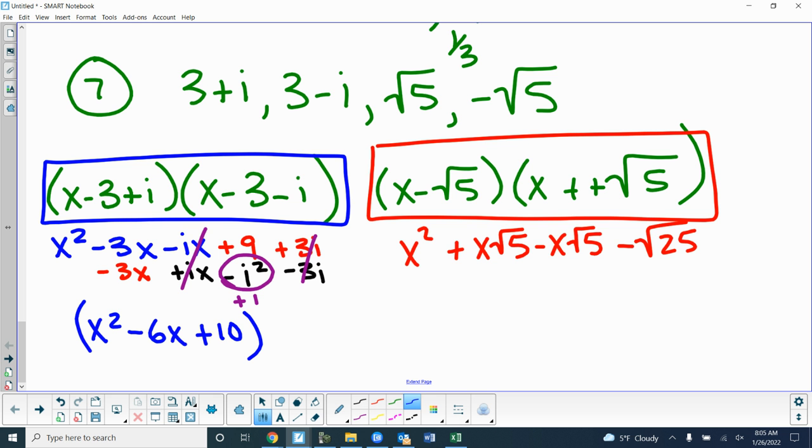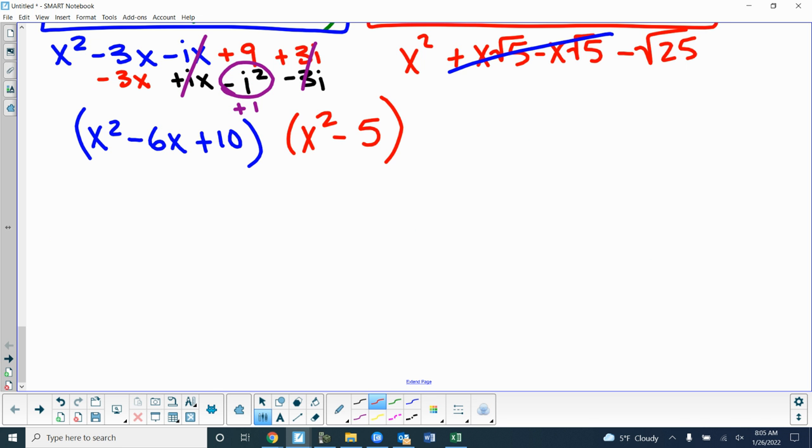Okay, so what happens to these? They go away, right? You guys know the square root of 25 is what? 5. So this is x squared minus 5. No more radicals. Okay? So then I just multiply those two together to finish it.